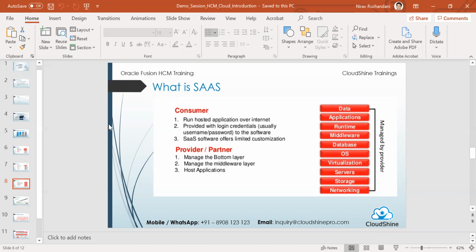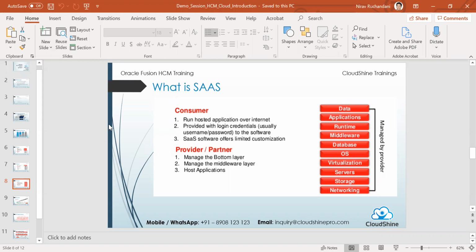The middleware is maintained by the Oracle team or the partner, and any of the applications that are within the scope of the implementation are essentially maintained by the Oracle team. If there are implementation partners, they will also be responsible for maintaining those applications through the different upgrades and changes that happen to the applications.